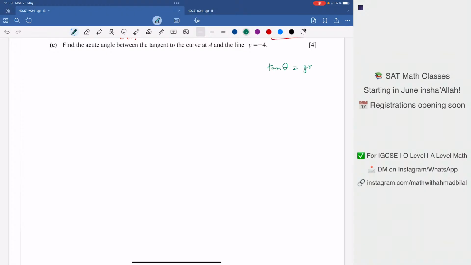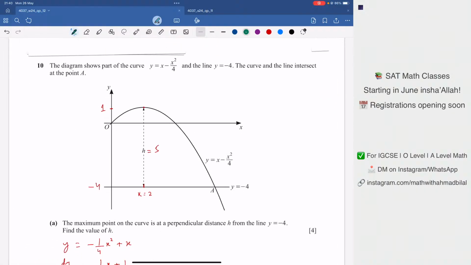Tan theta equals the gradient, where theta is the angle between a line and x-axis. Now x-axis or any horizontal line, that should work, right? Because whatever is the angle with the x-axis, that will be the same with any other horizontal line as well. It will be corresponding angles, right? So this formula works for the angle between a line and any horizontal line. This is the horizontal line, y equals minus 4.